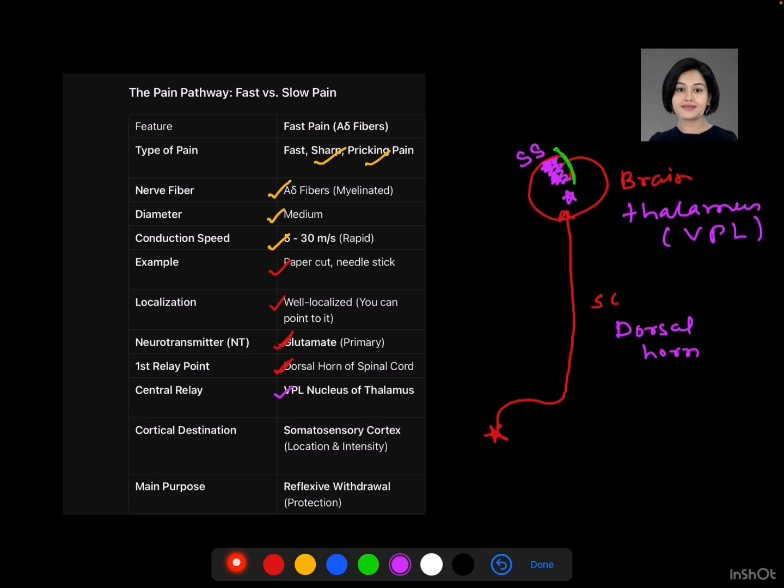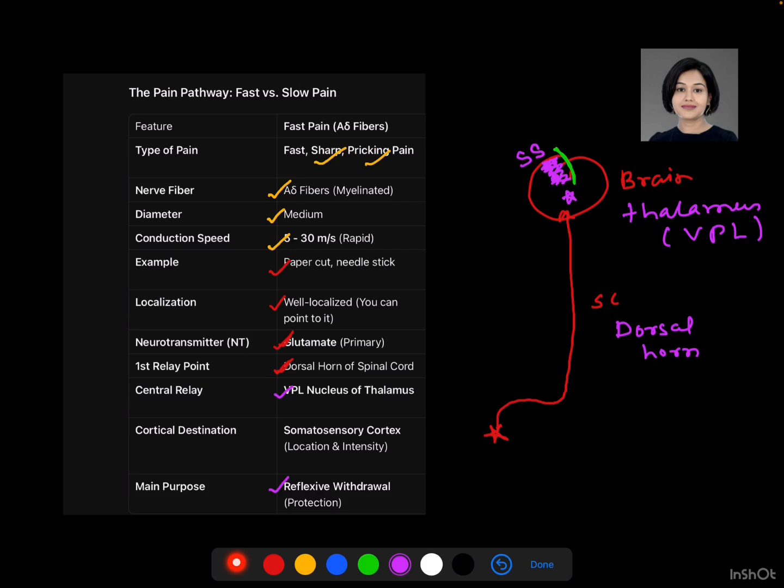What is the main purpose? If there is a needle stick injury or a paper cut, reflexively you need to withdraw that particular organ from that injury. So reflexive withdrawal, protection is the main purpose. So this is all about the fast pain.